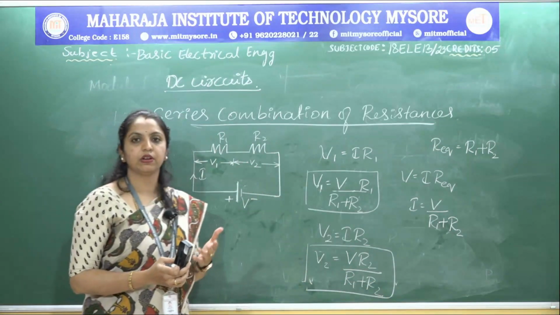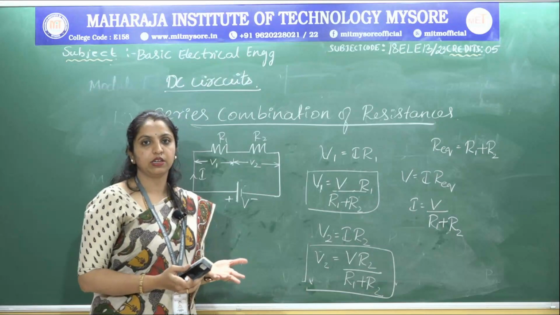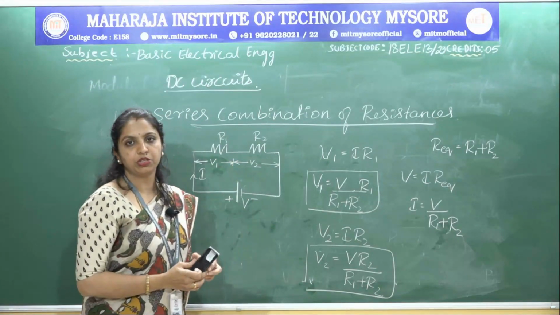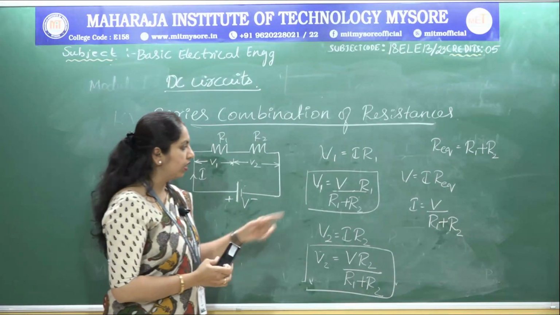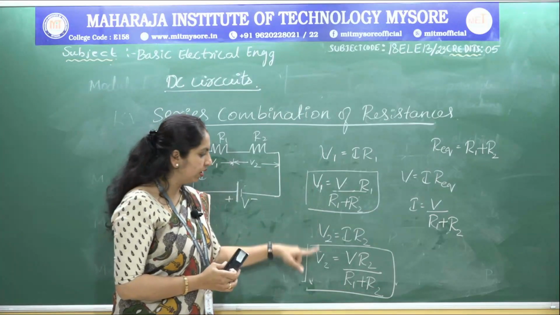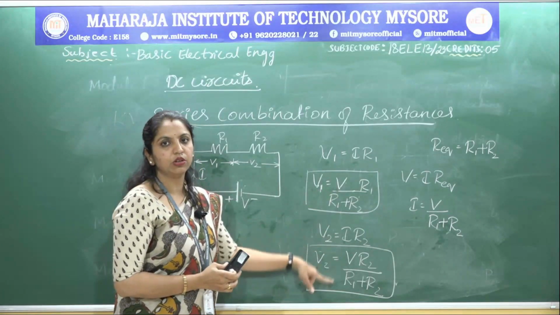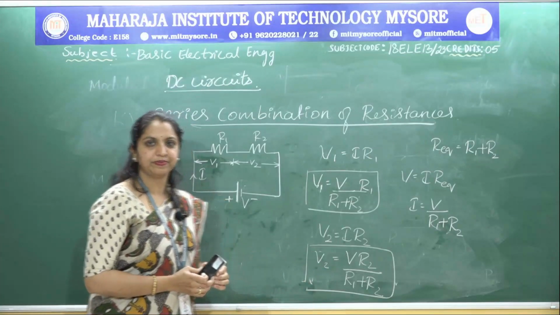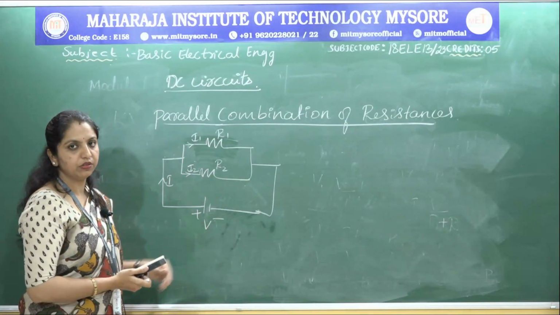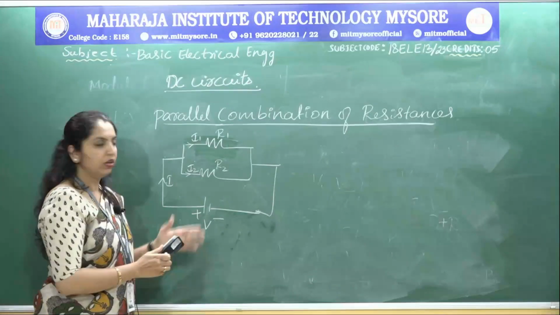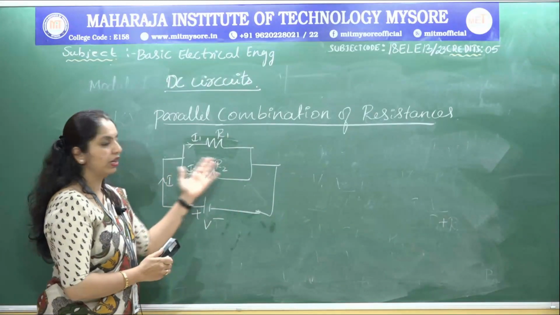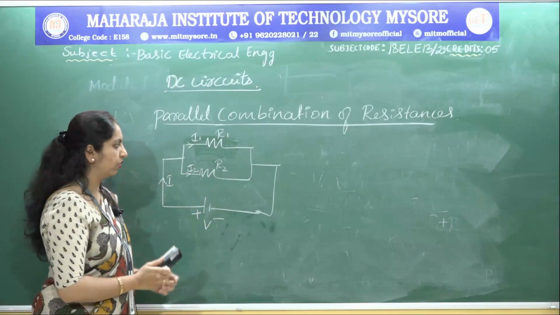So with the help of Kirchhoff's voltage law and the series combination of resistances, we can calculate the values of V1 and V2 using the applied voltage. This is called the voltage divider rule. Now, this is nothing but a parallel combination of resistances. Let me explain how we can analyze this particular circuit.